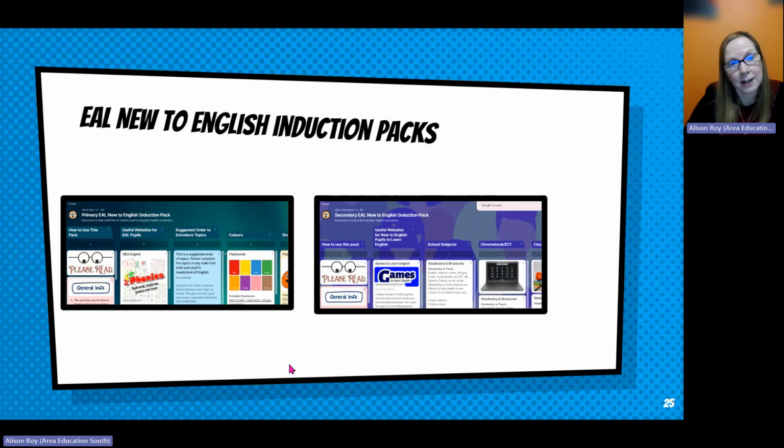Now, these are two packs which we've developed, which are particularly aimed at students when they first come into the school as new arrivals and new to English. So they take students through common everyday themes to learn that basic everyday language, survival vocabulary, to acquire the basic structures to begin to communicate in English.